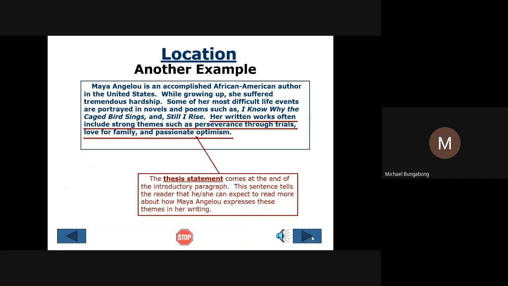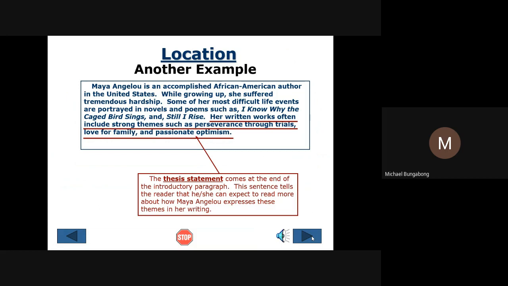So her written works often include strong themes such as perseverance through trials, love for family, and passionate optimism. So this is actually a guide, not just for your reader, but for you yourself, that you will be guided in your essay. So yung sa body ng essay mo, you can actually put in there, you will be guided because of the subtopic that you will be discussing.